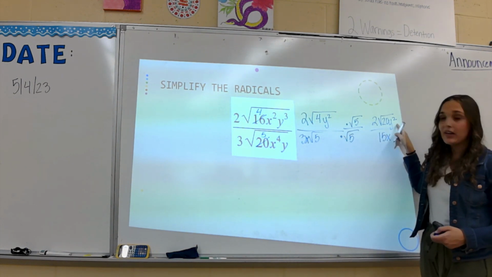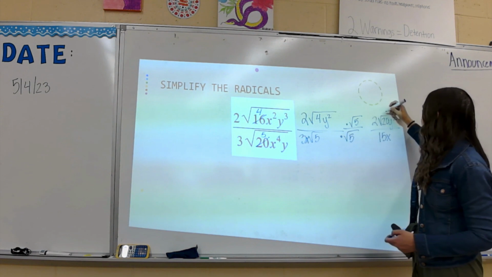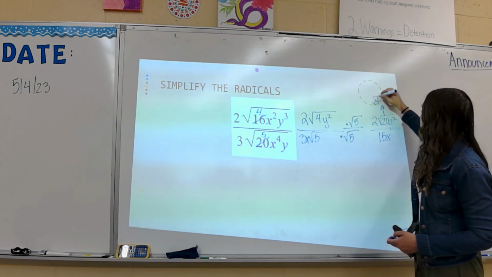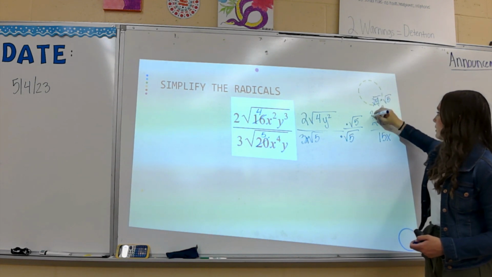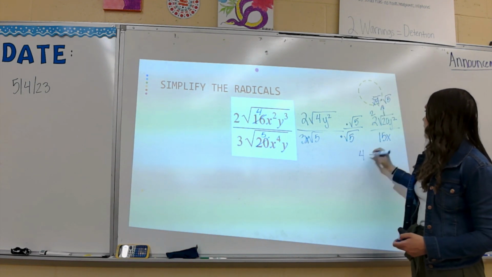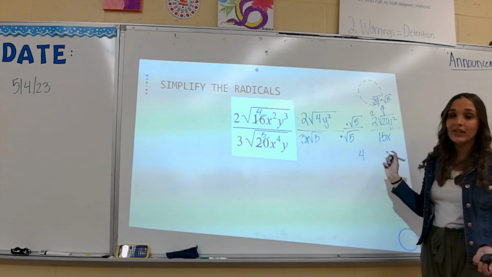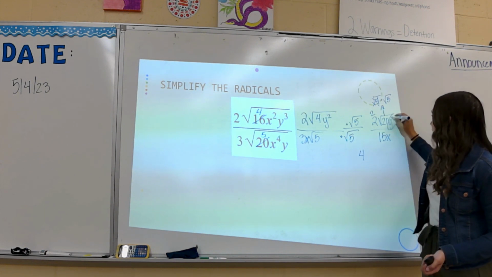I need to simplify my radical here. Like we saw, it's 4 times 5. Square root of 4 is 2. So multiply this by 2, and I get 4. Y squared, the square root of y squared is y, so I can take a y out.